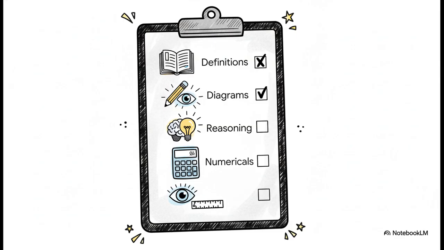And don't forget the key value. 25 centimeters is the least distance of distinct vision.